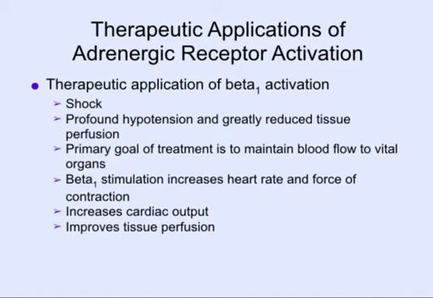The primary goal is always to maintain blood flow to your vital organs. Beta 1 also increases your heart rate and the force of contraction. So in the end result, when you look at all that, if you look back at your physiology, it's going to increase your cardiac output. And obviously, your cardiac output will increase tissue perfusion.